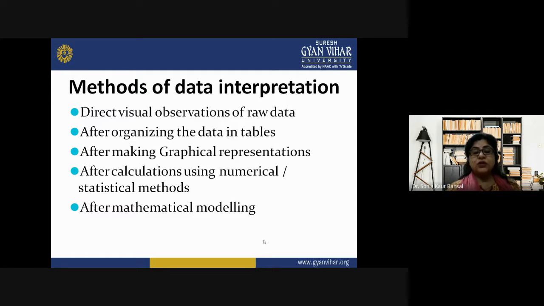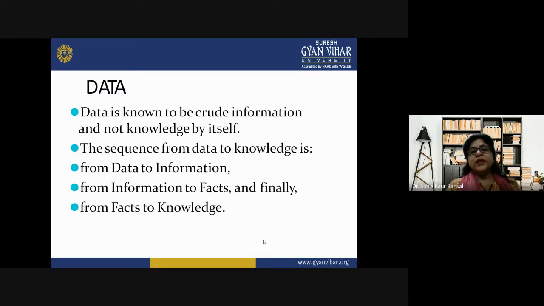mathematical work is not everyone's cup of tea, so we have to take the help of computers also. Now, data is crude information and not knowledge by itself. It's information, not knowledge. Just understand the difference. The sequence from data to knowledge is this: first, data proceeds to information, then from information to facts, and finally from facts to knowledge. Data is not itself knowledge, but data leads to information.